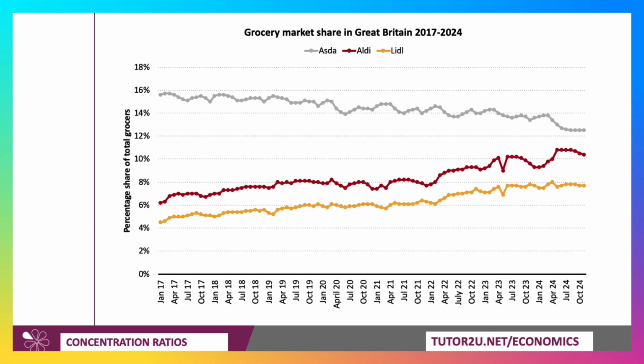But again, if we just strip out some of the data, you can see here that Asda has been losing market share over time from about 16% now down to about 12.5%, whereas the deep discounters, Aldi and Lidl, through rapid organic growth, they have been gaining market share. Aldi growing from 6% to over 10%. And Lidl growing from about 4.4% to just under 8%. So the two deep discounters together have been growing their market share.